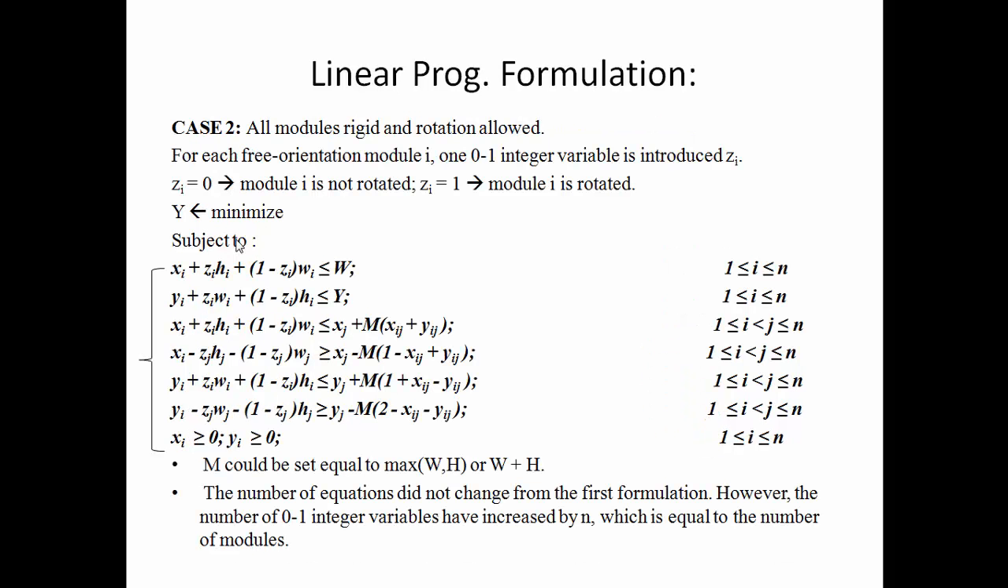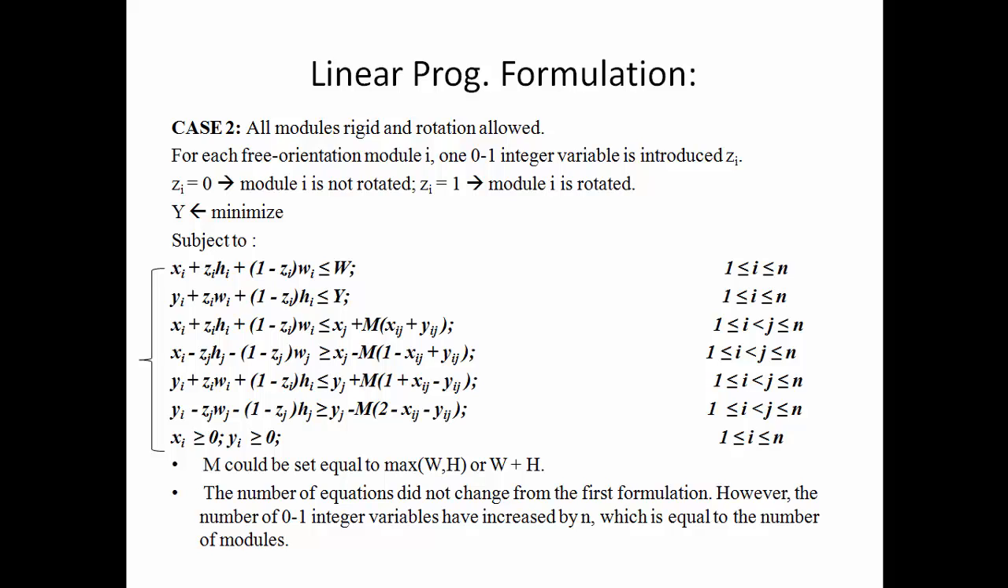We also want to consider the case when the modules are rigid as before, but rotation is allowed. That is, the width can be taken along the y-axis and the height can be taken along the x-axis. That is, the module can be rotated by 90 degrees, right? So if that is the case, how can that freedom be incorporated into the set of constraints?